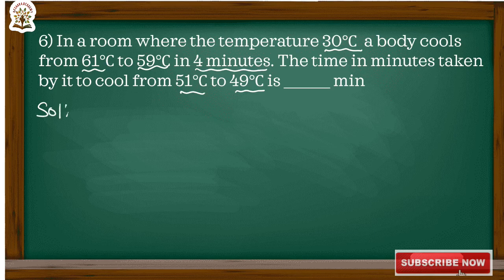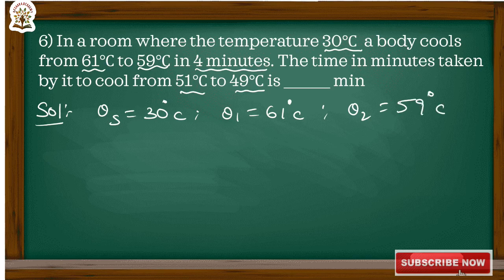Come to the solution. Now we'll write: theta s is given, that is 30 degree centigrade, the surrounding temperature. 30 degree centigrade, and theta 1 is equal to 61 degrees centigrade, and theta 2 is equal to 59 degrees centigrade, and the time is 4 minutes. Next we have to calculate the time in minutes taken to cool from 51 to 49 degrees centigrade. Now we will write case 1.